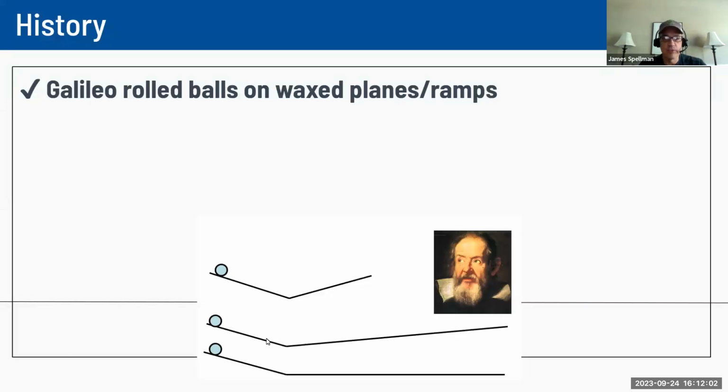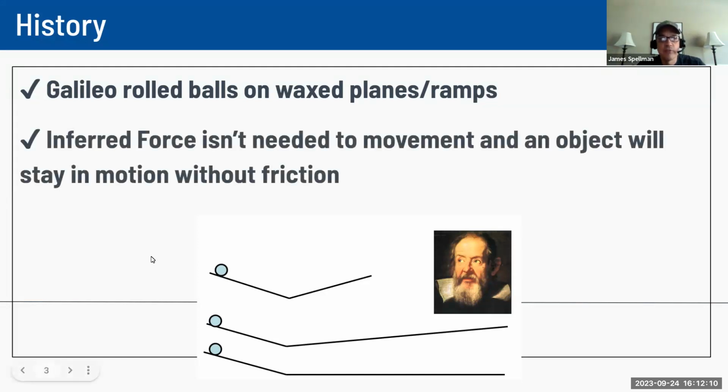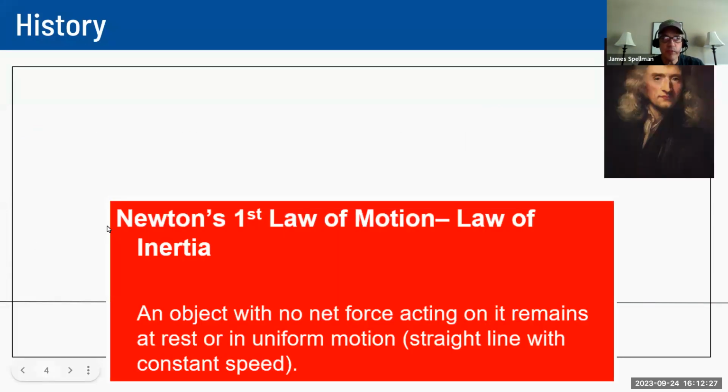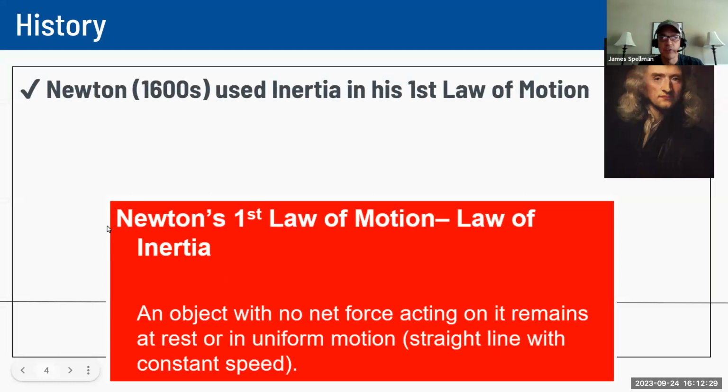And so his thought experiment was that if it rolled down to the bottom and it didn't have a height to go back up to at all, it would just roll forever. And so he inferred that a force isn't actually needed for movement to occur. So we don't really need a force to continue motion. You might need force to begin a motion, but if an object already is in motion, it may continue indefinitely without friction. In the 1600s, Newton comes along and he used this idea of inertia in his first law of motion.